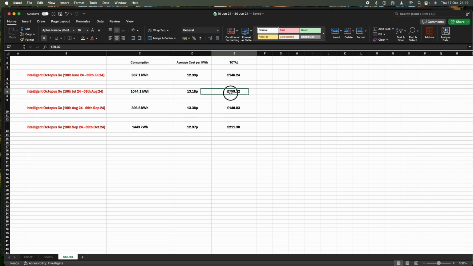In August, we used 896.5. This is when we went on holiday as well, so we had a few days away, so we used less, and 13p and 140.83. £1,000 was our bill. So even that, these 3 months, this is two EVs being charged throughout, almost three times. We were plugging in almost three times a week.